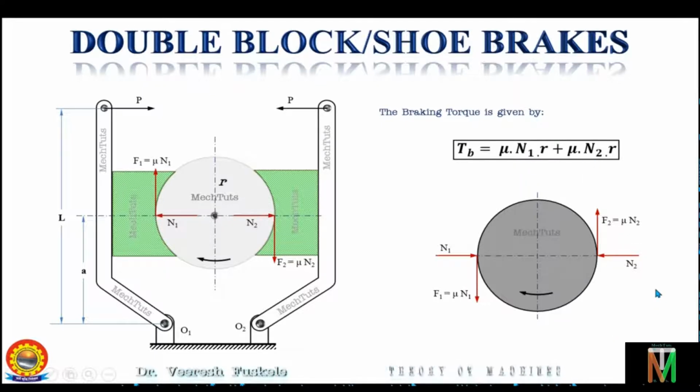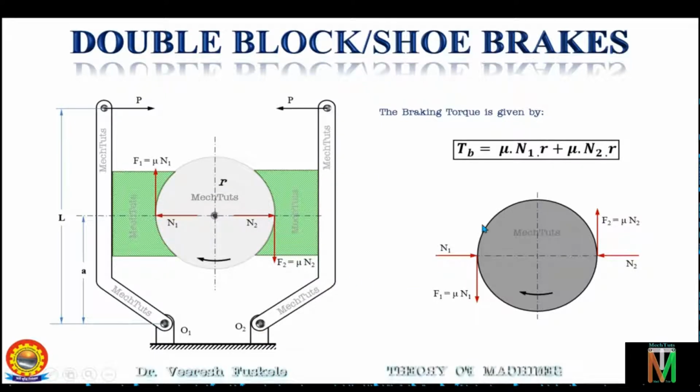So this is how you can see what the forces acting are and how we can calculate the braking torque. Now to calculate the value of N1 and N2, the same procedure should be applied as was done in single block brake. That means we have to take moments about the fulcrum point. So to find out the value of N1, we should consider the free body diagram of the left side of the lever and take the moments about point O1. Similarly, to find N2, we should consider the free body diagram of the right side lever and take the moments about point O2, and then accordingly solve those equations to get N1 and N2.